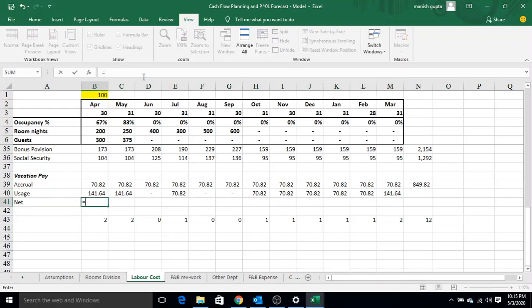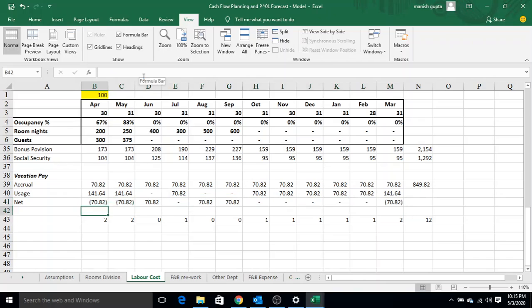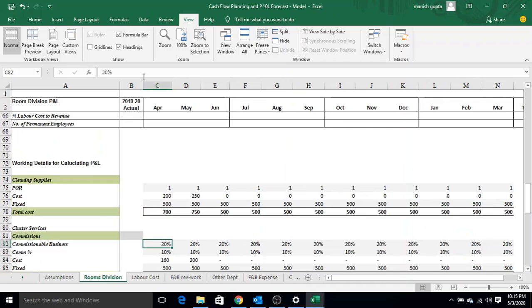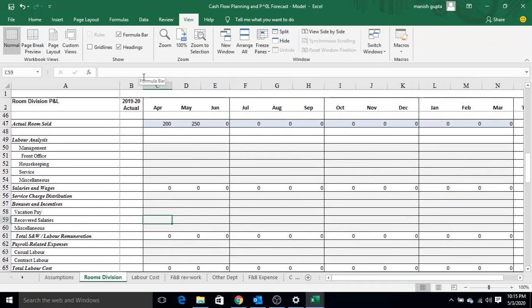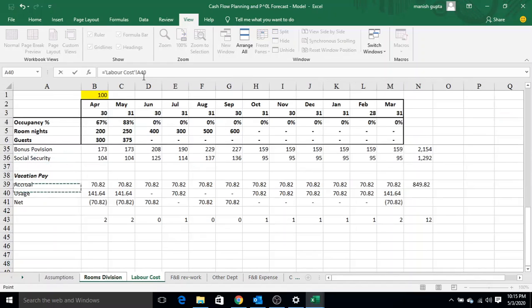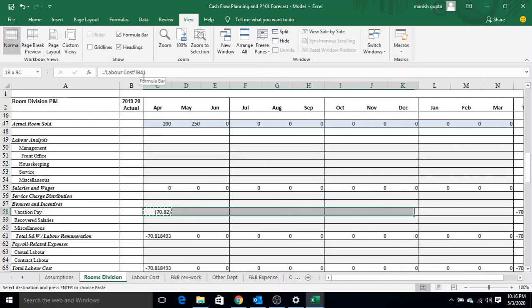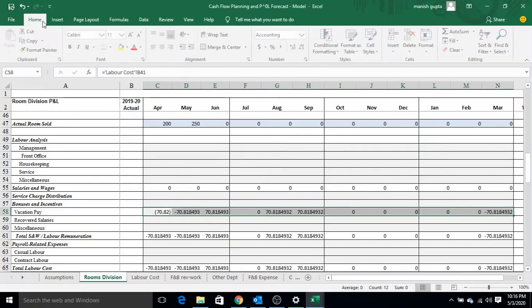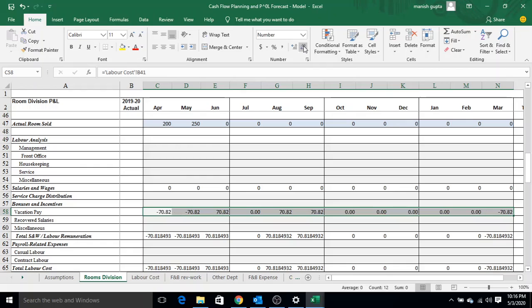What is the net? So net will be accrual minus usage. In these months where we are allowing people to use the budget, we will see a credit in our labor cost. So the labor cost will be negative in the months when we are allowing people to use the leave, like this vacation pay. So we will link it up with our month. So here is how we do the budget for vacation pay. In these months we can see we are allowing the credit because the business is low, so we are allowing them to use their leaves, and the hotel is getting a credit for letting them use their vacation pays.